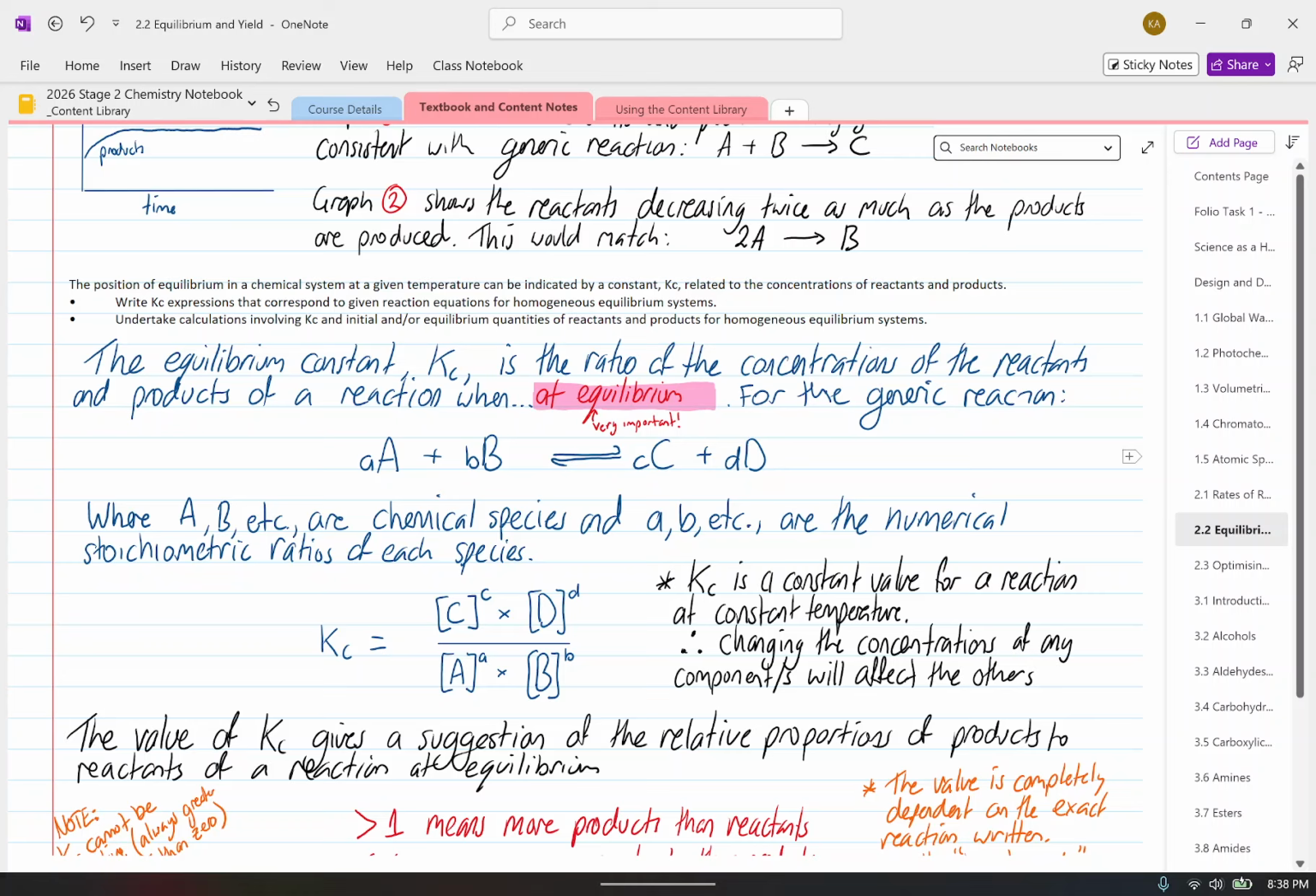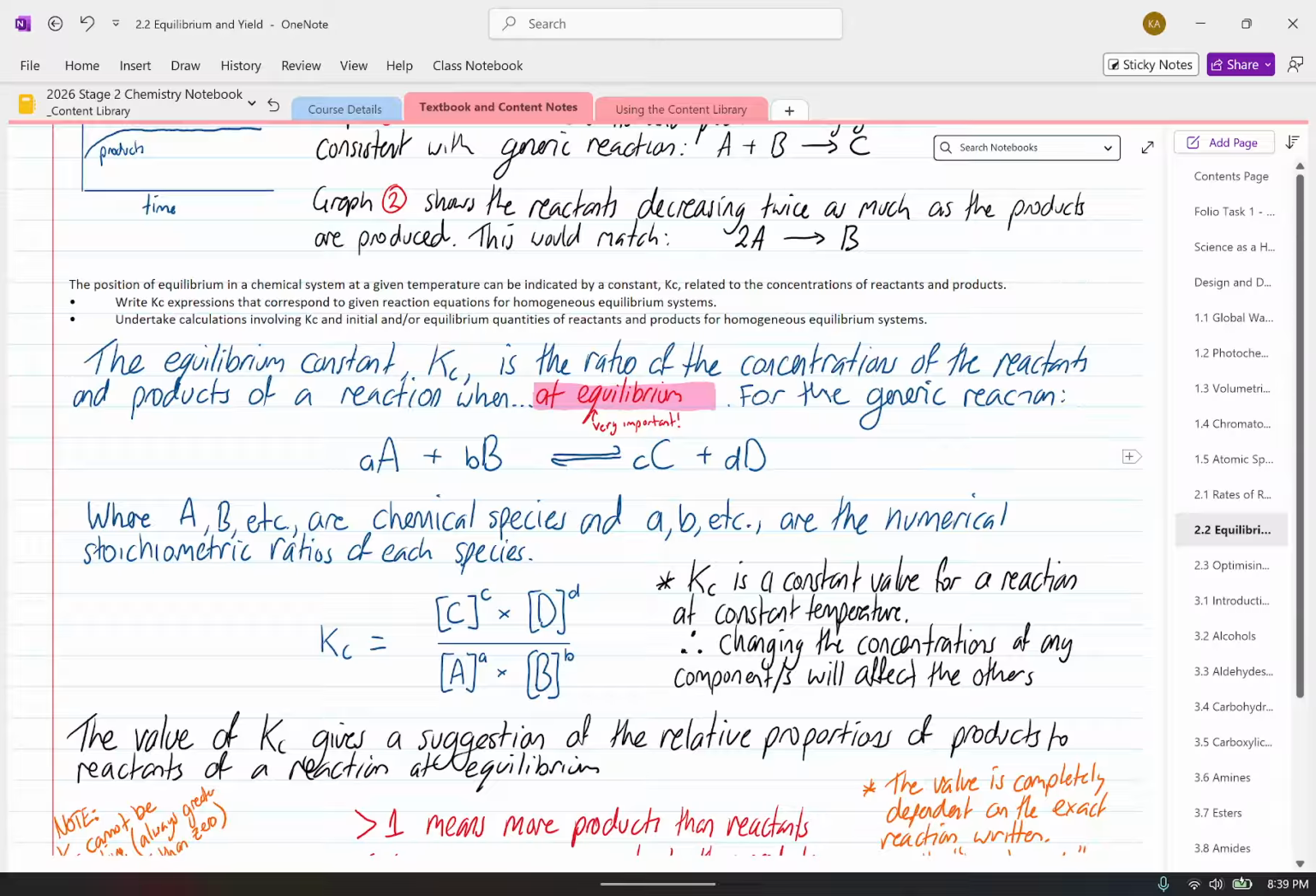Now, an important point to note is this value is going to be constant for a reaction. So a particular reaction is going to have a certain Kc value, and that will be a constant value as long as the temperature of the reaction stays the same. So if the reaction temperature is constant, the Kc value will not change.